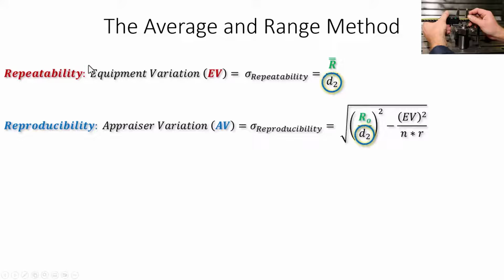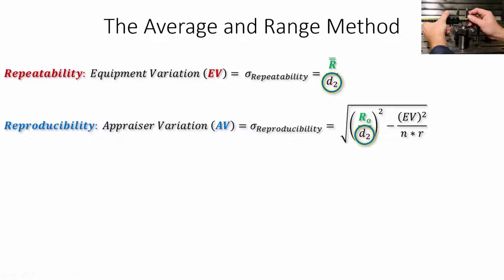So the two big ones are repeatability and reproducibility, and you can see here how each of those equations requires the usage of a D2 factor. I will say that the D2 factor is probably the most difficult part of a Gauge R&R because it changes depending on how many samples you use or how many operators or replicate measurements. It can be kind of tricky to pick the right D2 factor given your circumstances.